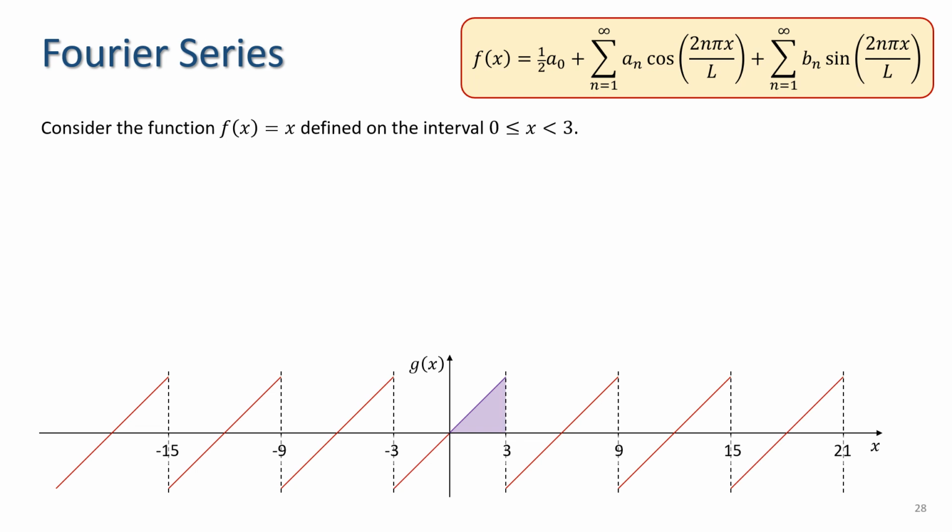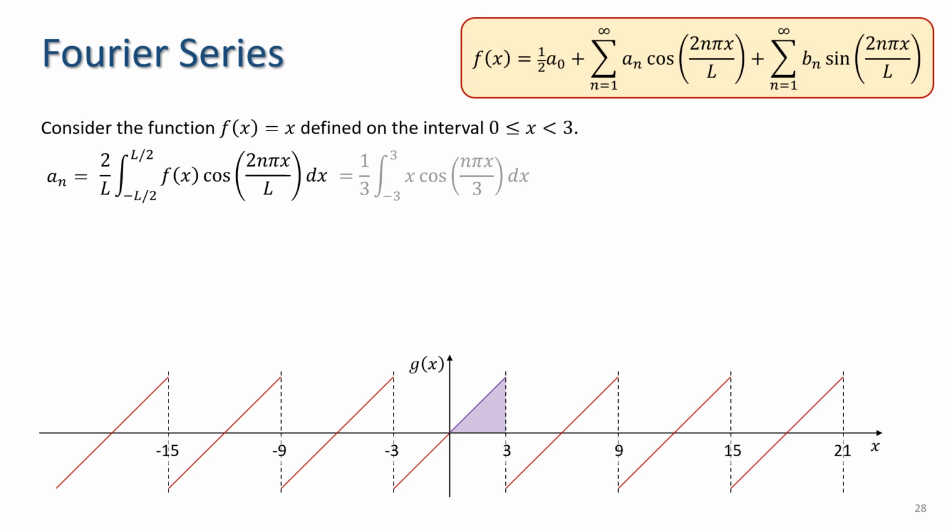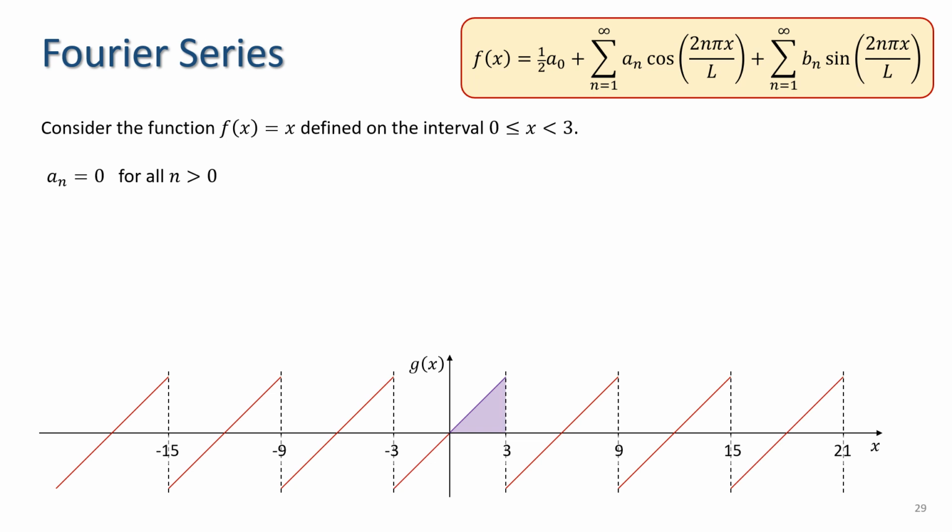Okay, so we need to generate the Fourier coefficients for our function g of x. We first look at the an coefficients. Well, L in this case is 6, so we have 1/3 times the integral from minus 3 to 3 of x cosine n pi x over 3 dx. This yields 0 for all n. Note that we could have deduced this directly from our knowledge of Fourier series, as odd functions always generate 0 an coefficients. We note also that the average value of the function is 0, so we also have a0 equals 0.